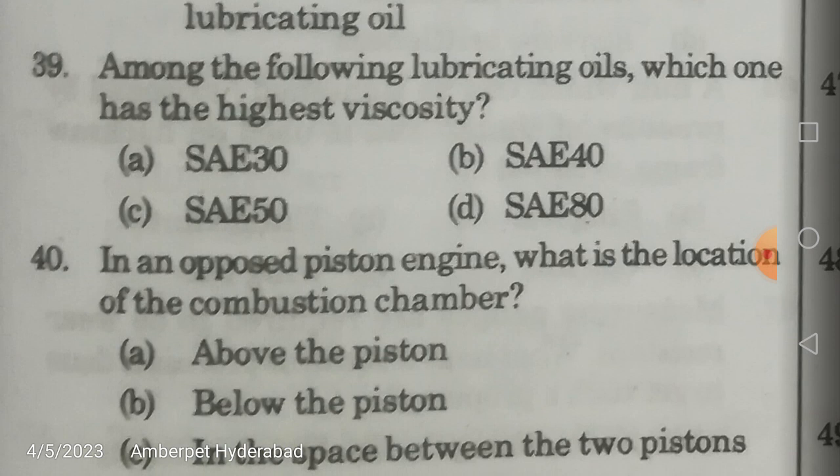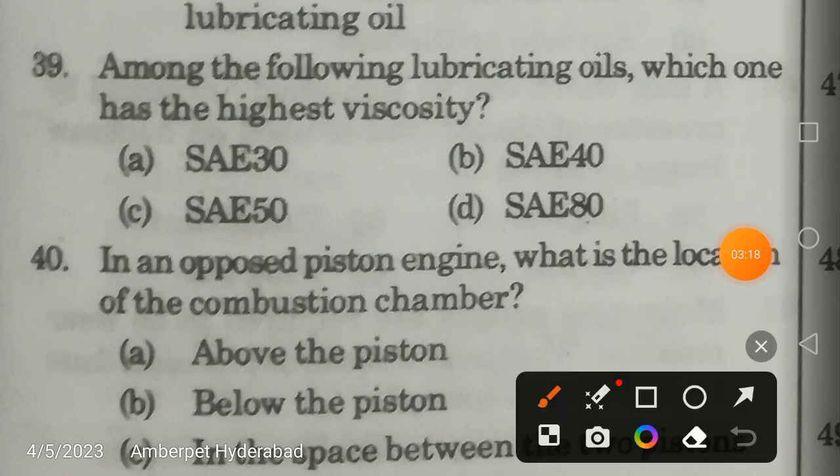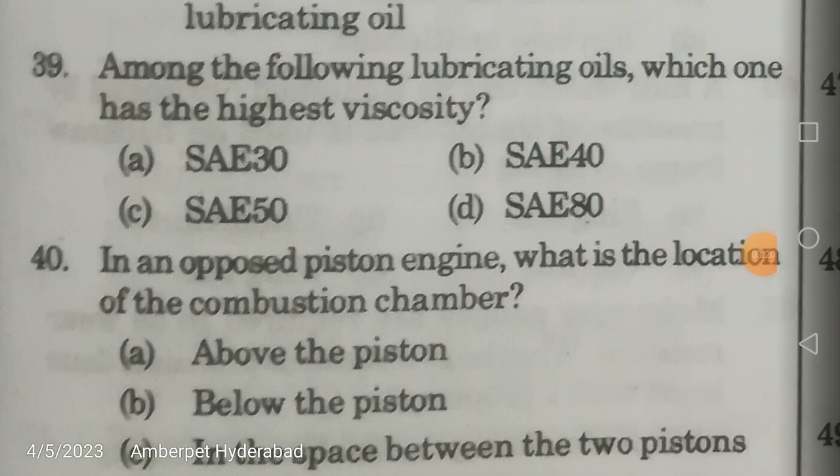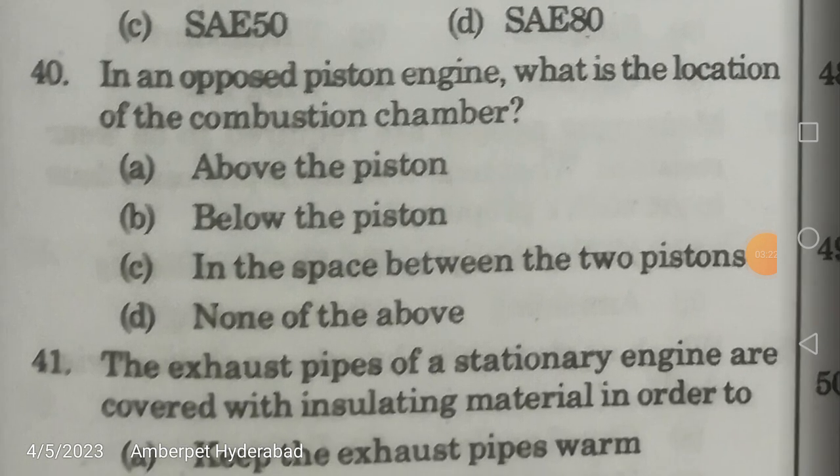So among the following lubricating oils, which one has the highest viscosity? SAE means Society for Automotive Engineers. It is an American society, friends. It is going to grade the lubricating oils. So these are the grades: SAE 30, 40, 50 and 80. Now the question is, which has the highest viscosity? The correct answer is 80. The more the number, the more the viscosity. The less the number, the less the viscosity.